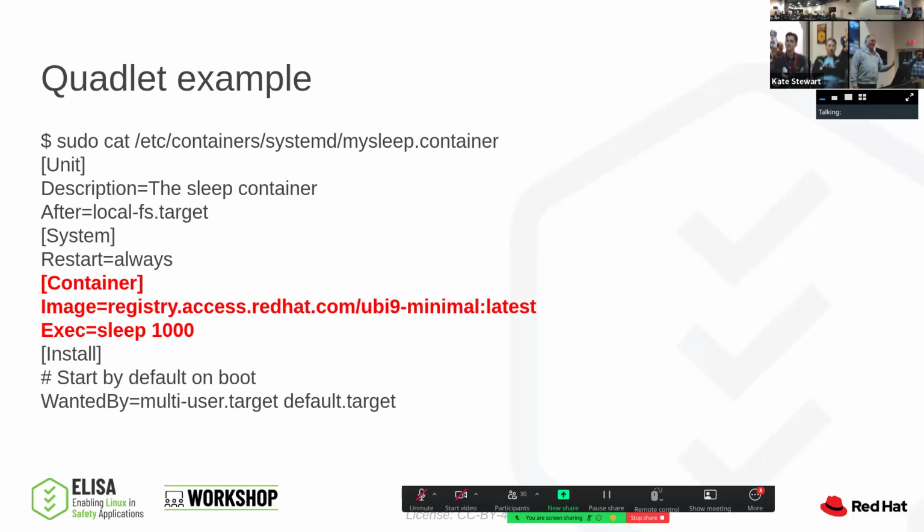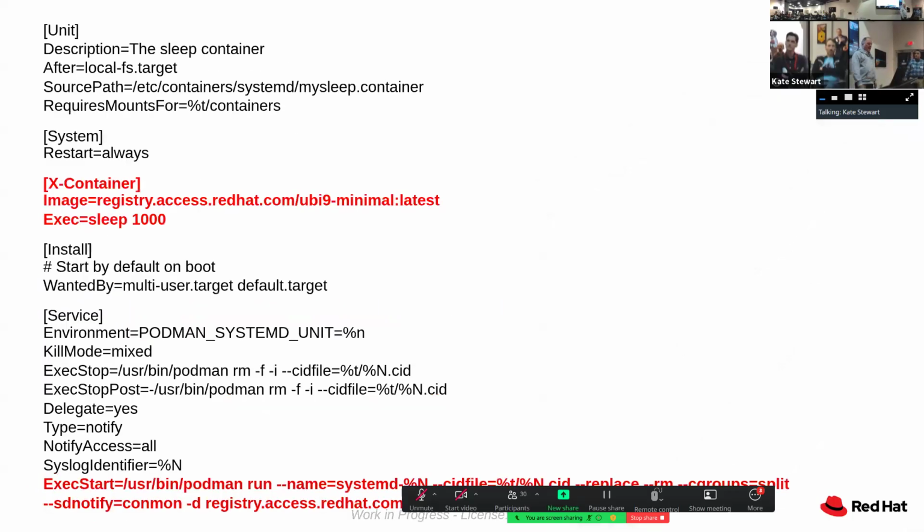So this is running Podman inside of containers. Here we have a simple example where we're going to run basically UBI 9 minimal with sleep 1000. It just looks like: here's the image, here's the command, and they're going to run inside a container. This uses a concept in systemd called a generator. What a generator does is read that file and then generate a real systemd unit file.